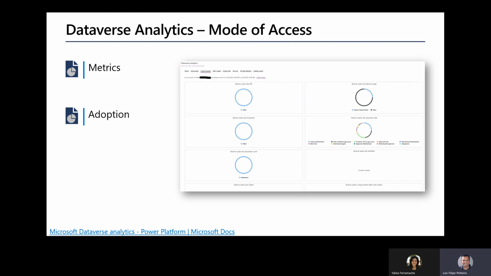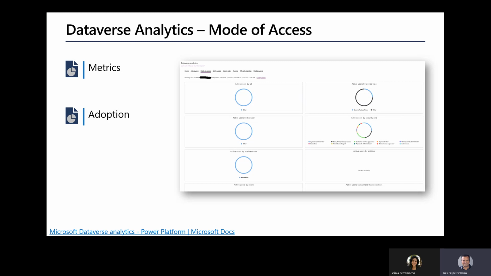Then we have the mode of access dashboard, which can help admins better understand user client usage. Here we are looking at the operating systems, the devices, the browser types, and active users by business unit and security role. The charts in the mode of access report can help answer questions like which recently introduced browsers or devices users are using to interact with the platform. The active users by security role chart can also help to identify roles during a specific time frame.